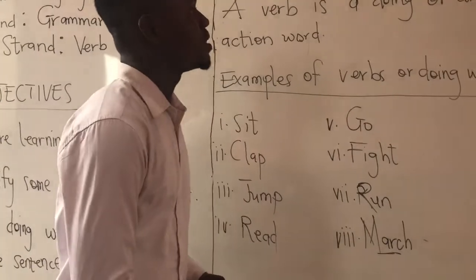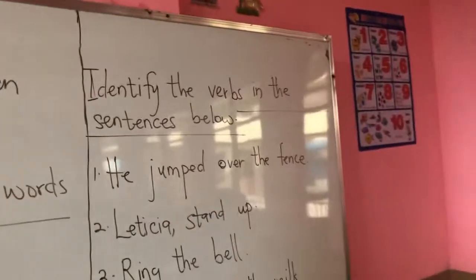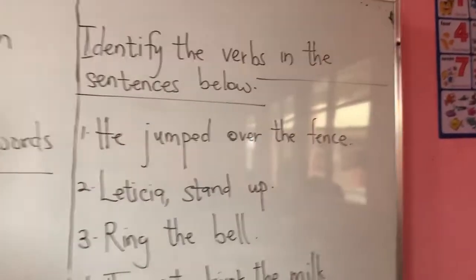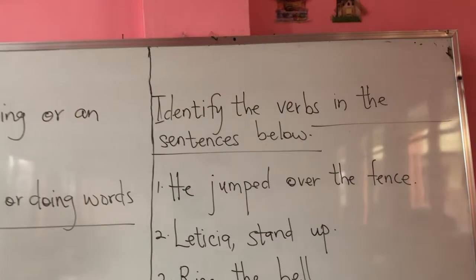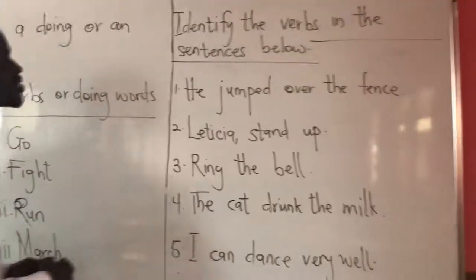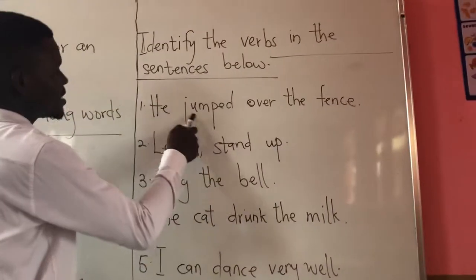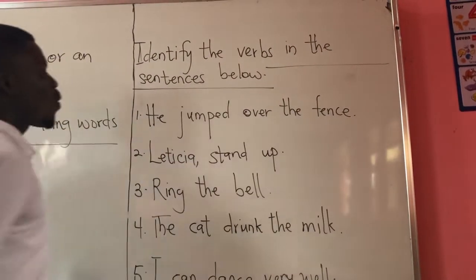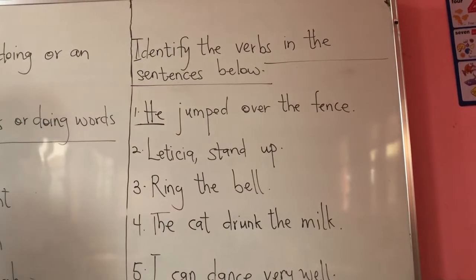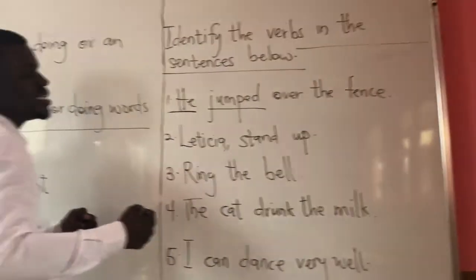Good. Now we are going to try and identify the verbs in the sentences below. The first one says, He jumped over the fence. What did this person do? He jumped. So it is a doing word.